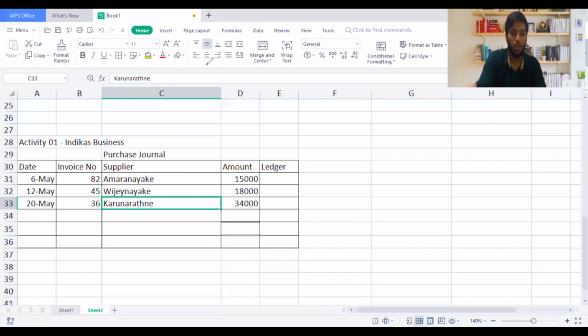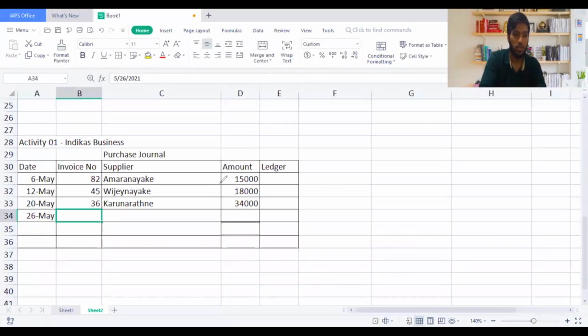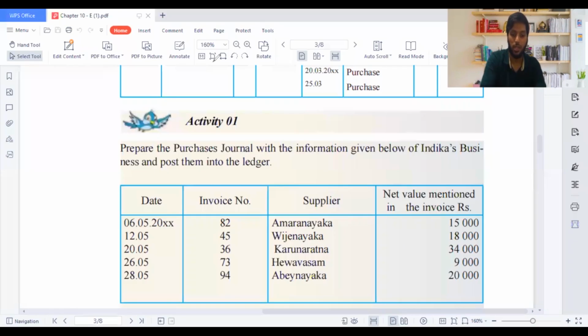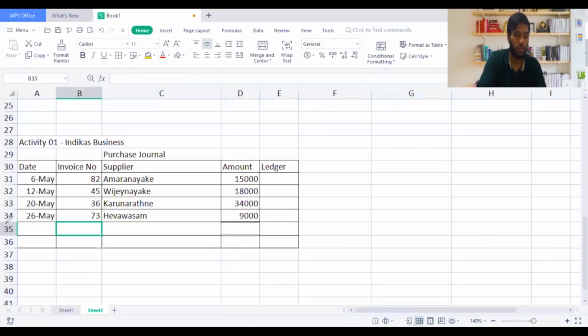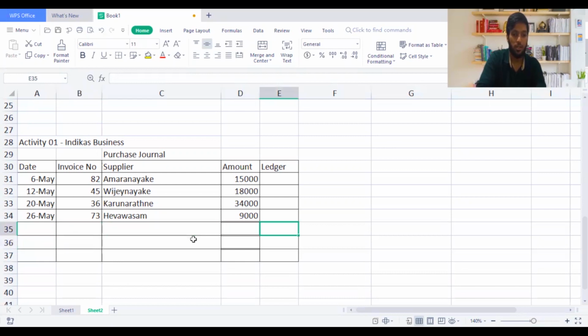What do we have? On May 26th, we have invoice 73, Heva Vasam. What is the amount for Heva Vasam? We have purchased from Heva Vasam 9,000. So I'm going to write 9,000. And I need one more column, because in the previous one there were only 4 entries, but now they have given 5. I'm going to add one more, so I insert it and take it as a normal column.